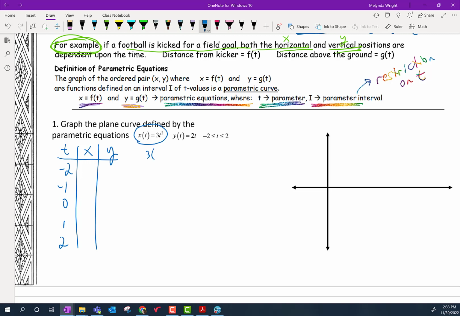So I'm going to plug in a -2 for t. So I work that out, I get what? -2 times 4, so that's 12. Then I'm going to plug in a -1 for t. -1 times 1, 1, so that's a 3. Okay, 0 is 0. 1 times 3 is 3. And 2 squared, that's 4 times 3 is 12.